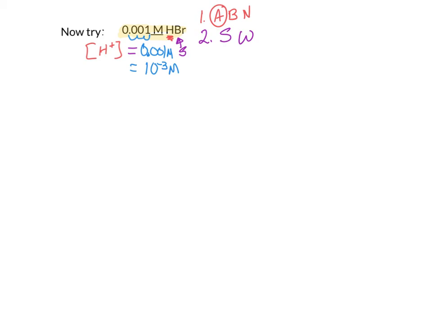Now that we know the hydrogen ion, we can find the hydroxide ion. And that will be equal to our 10 to the negative 14 divided by the concentration of the acid, in this case 10 to the negative 3, and our answer will be 10 to the negative 11 molar hydroxide.